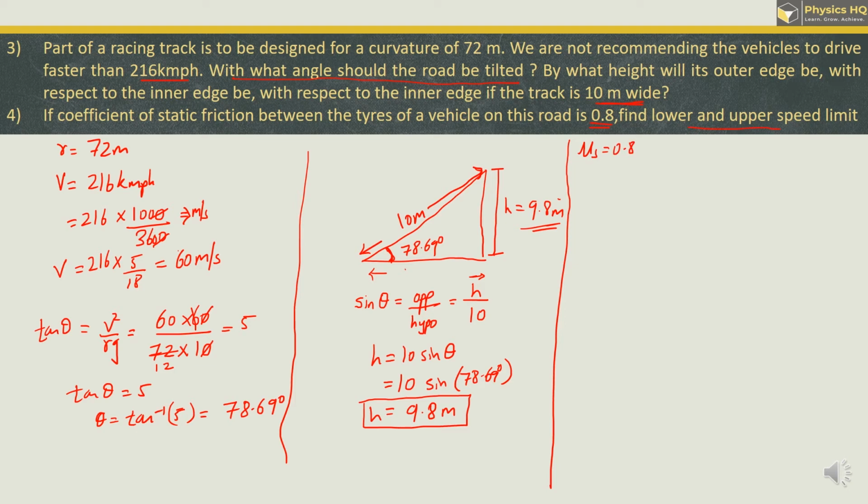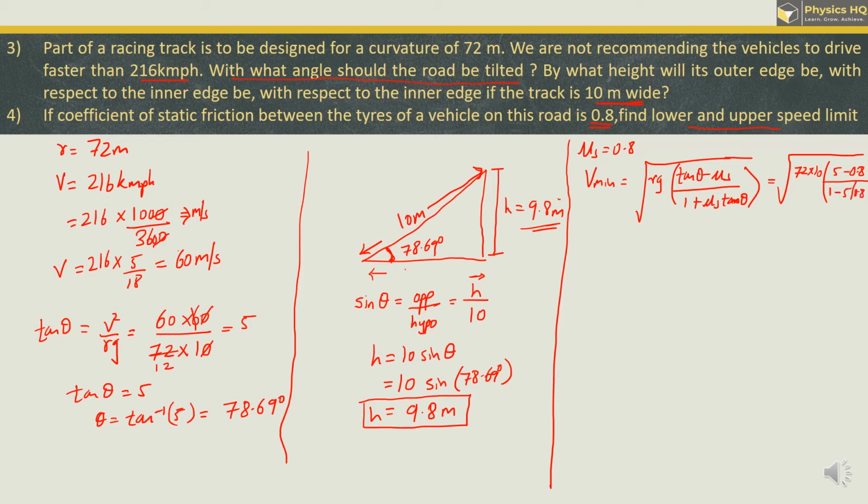So for this we need to remember the formula. Minimum speed limit is given by the formula root of Rg (tan theta minus mu s) upon (1 plus mu s tan theta). Let us put the values over here. So we got root of R is 72, g is 10, tan theta we got it as 5, mu s is 0.8, upon 1 minus mu s, which is again 5, and tan theta is 0.8.